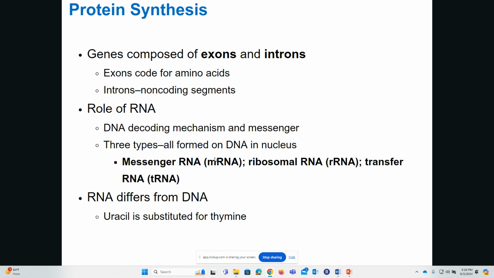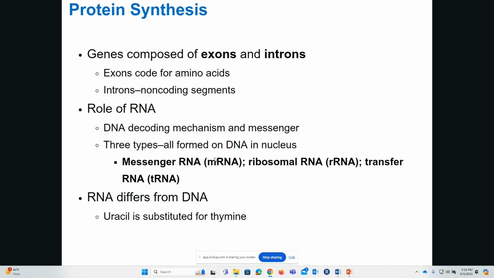There's three types of RNA. Messenger RNA, which is the messenger from the nucleus to the cytoplasm. Ribosomal RNA, which makes up part of a ribosome and is made in the nucleolus. And transfer RNA, which brings the right amino acid to the ribosome to make a protein. It helps essentially assemble what the messenger RNA is bringing to the ribosome.